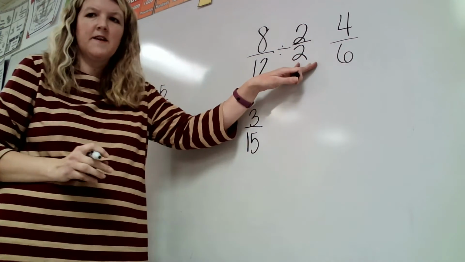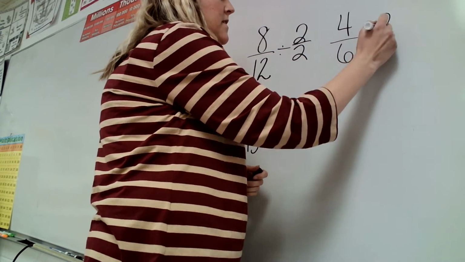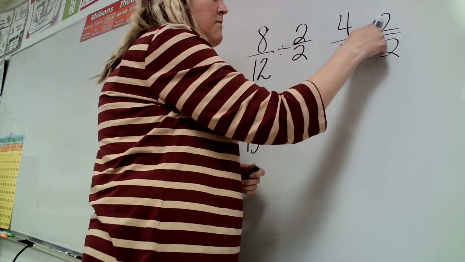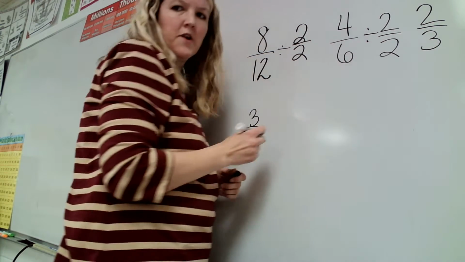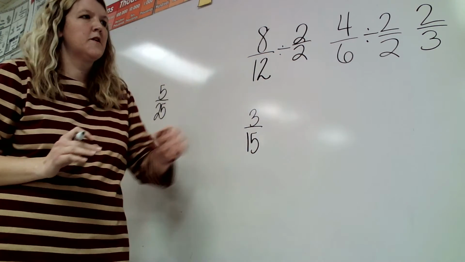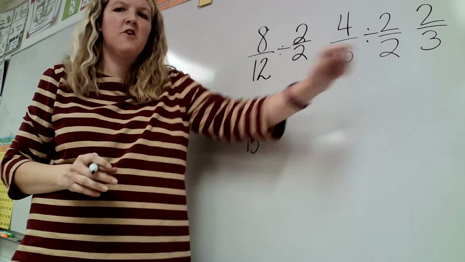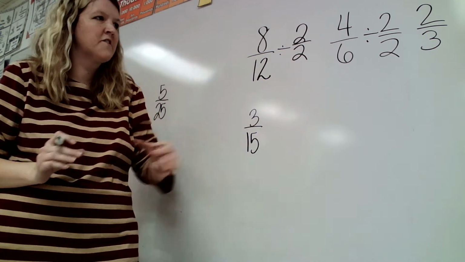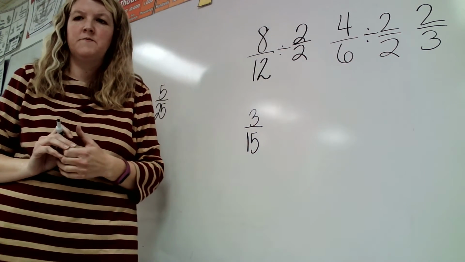So now I notice that they're still even, so I can divide by 2 over 2 again. So 4 divided by 2 gives me 2. 6 divided by 2 gives me 3. So 2/3, now I can ask myself, do they have any common factors? And other than 1, they don't have any common factors, so I know that we're in simplest form now.